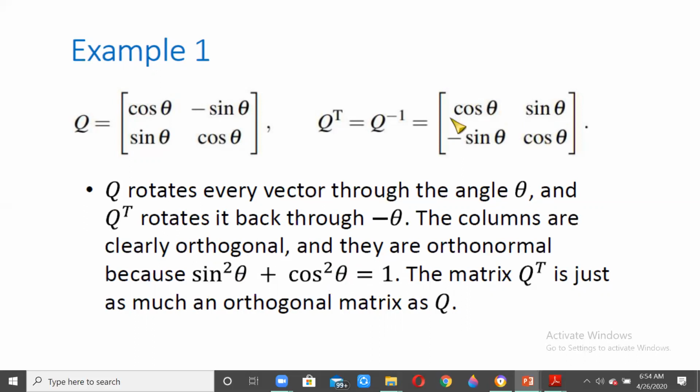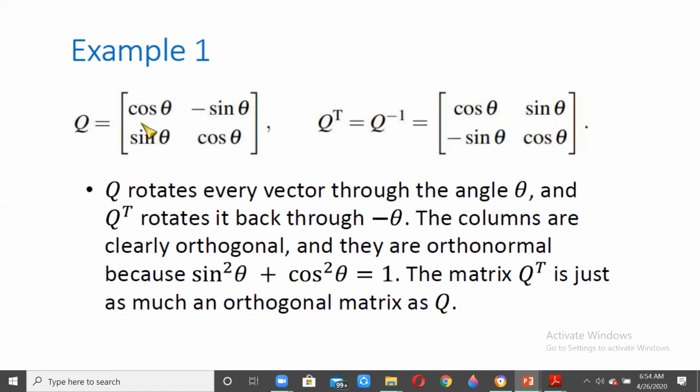So if you just take the value of sine square theta equal to cos square theta equal to 1, we generally have it as what we call orthogonal to each other. So the matrix Q transpose is just as much an orthogonal matrix as Q.